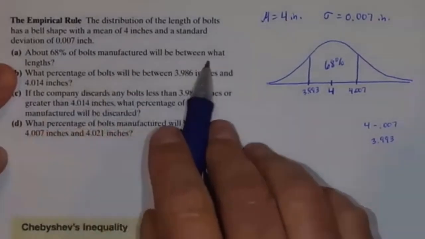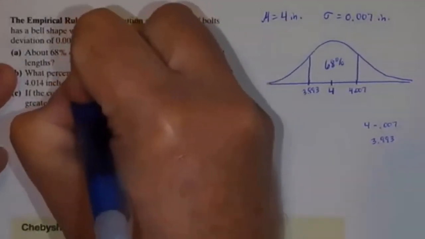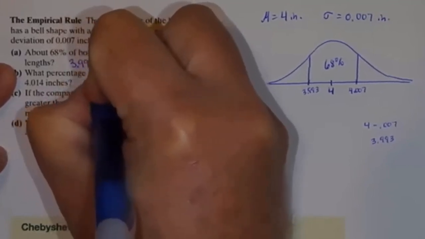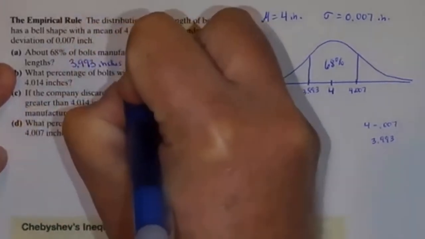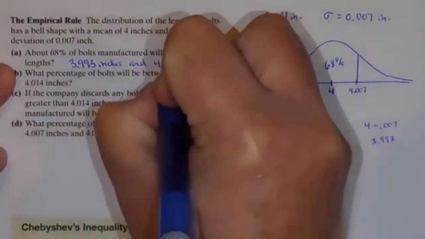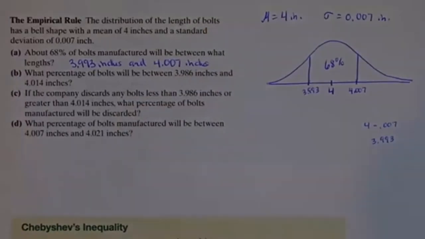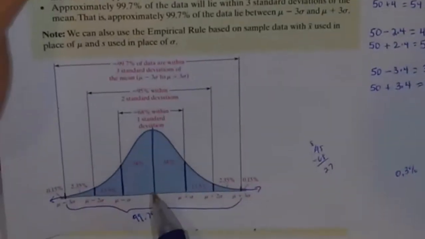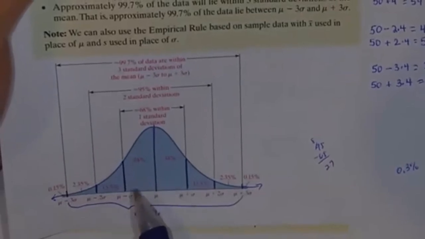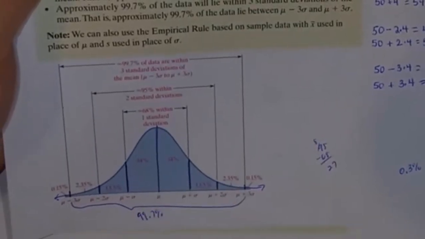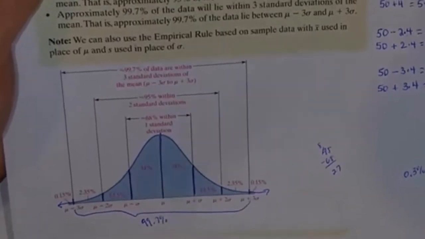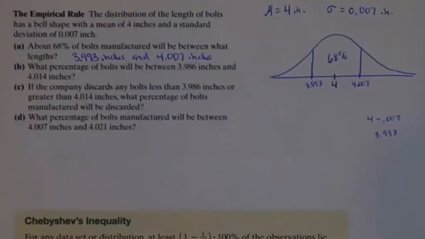68% of bolts manufactured will be between the lengths of 3.993 inches and 4.007 inches. That comes directly from the empirical rule. Because we have a bell-shaped distribution, 68% of the data approximately will be within 1 standard deviation. So if I add the standard deviation and subtract the standard deviation from the mean, that gives me the range where the middle 68% of these bolts will be located.